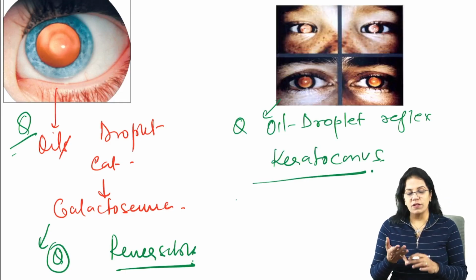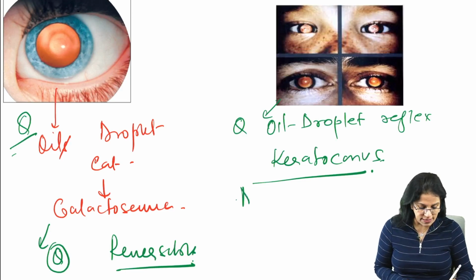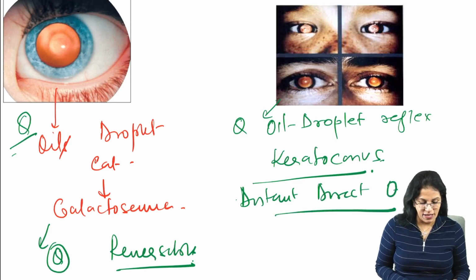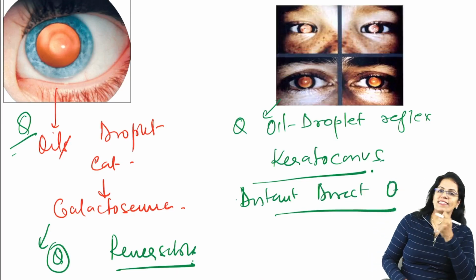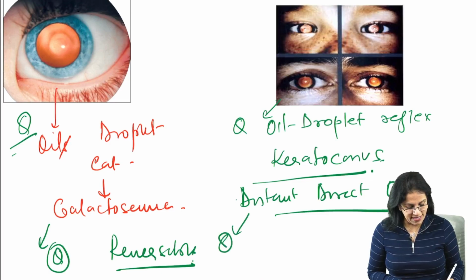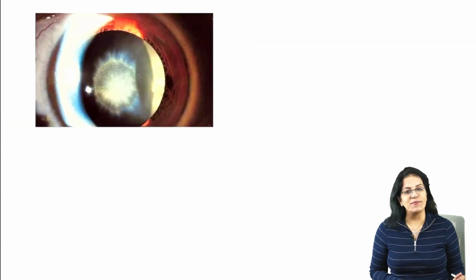Of course, globule reflex through slit lamp, oil droplet cataract by slit lamp, but this one is by distant direct ophthalmoscopy, right? You know what is a direct ophthalmoscope and indirect? I'll discuss that. Distant direct means direct you take very close to the eye. When you see it at a distance, we call it distant direct. Another question, at what distance do you do distant direct? I hope you remember, 25 centimeters. Okay, we come to the next slide here.